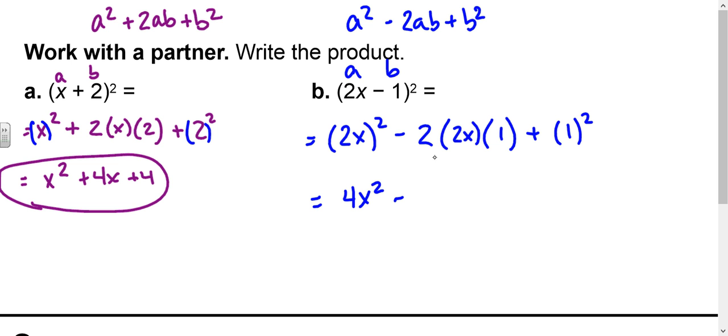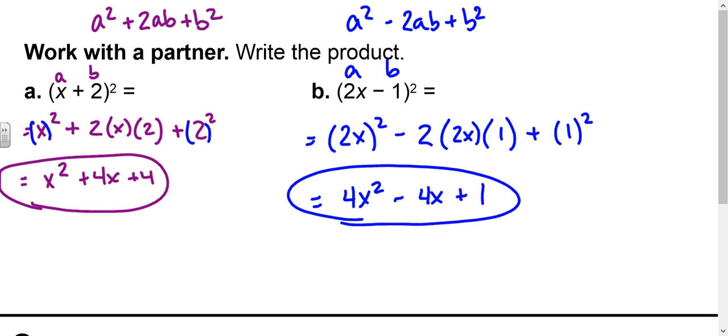Okay, so then from here, 2x times 2x gives me 4x squared. Then I have minus, then 2 times 2x times 1 would give me 4x. And then 1 times 1, or 1 squared, is just 1. So this would be the answer using the shortcut or the long way, whichever you choose to do it.